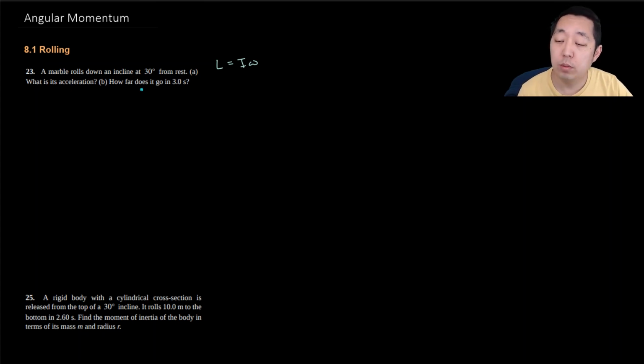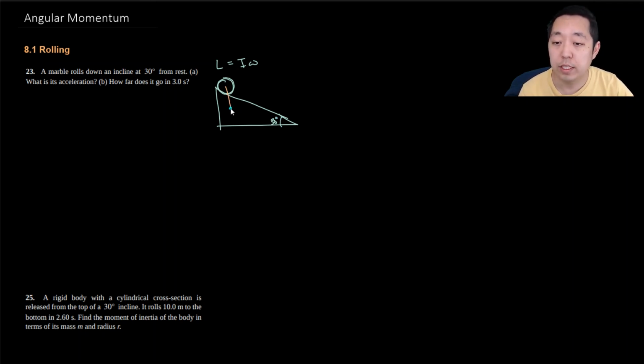A marble rolls down an incline at 30 degrees from rest. What is its acceleration and how far does it go in 3 seconds? Actually, these first problems are rolling problems. When you're looking at something that's rolling, generally down an incline that's 30 degrees, what you're going to do is a free body diagram.